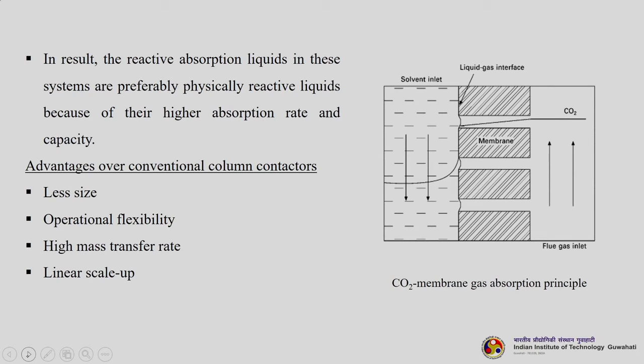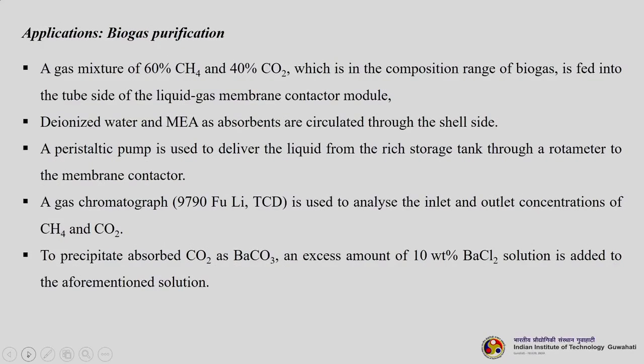The rate of mass transfer is very high and, as you know, the scale-up is linear. So, another application is biogas purification. Biogas, or you can call it gobar gas, is a gas mixture of 60% methane and 40% carbon dioxide, which is in the composition range of biogas, and is fed into the tube side of a liquid-gas membrane contactor module.